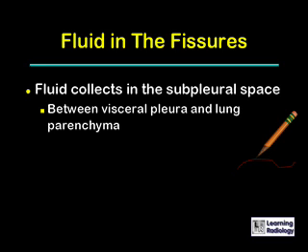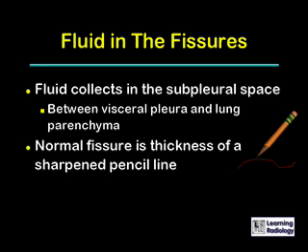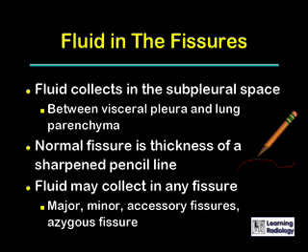Fluid in the fissures collects in the subpleural space usually, which is between the visceral pleura and the lung parenchyma. It could also collect between the layers of visceral pleura. Normally, the fissure will be the thickness of a line that you could draw with a sharpened pencil, and you can see the fissures in a normal individual's chest radiograph.